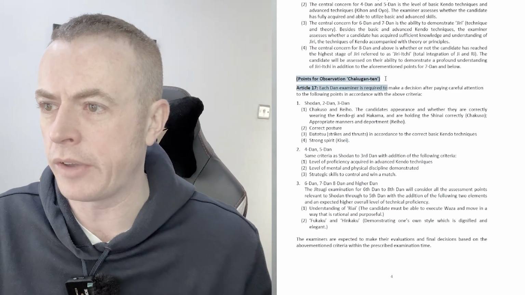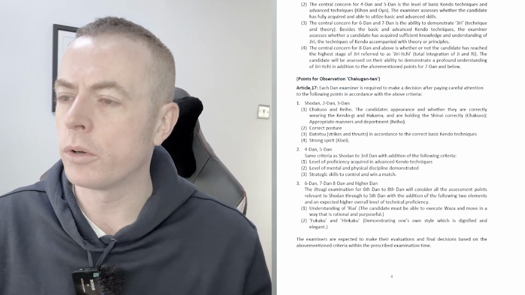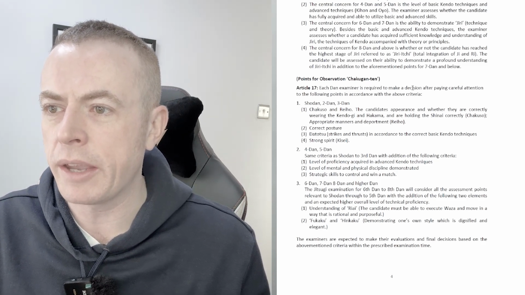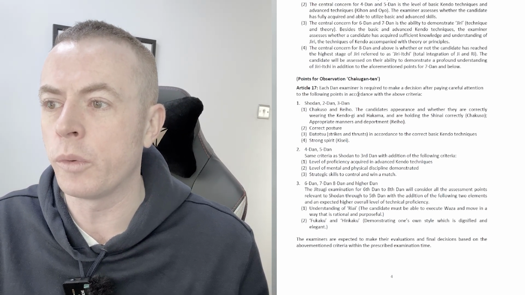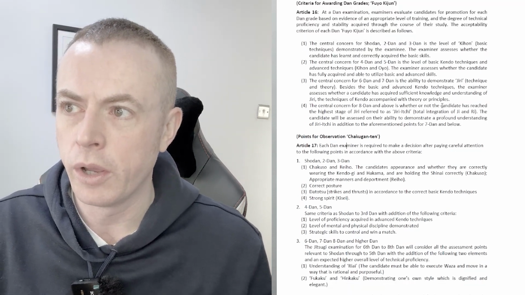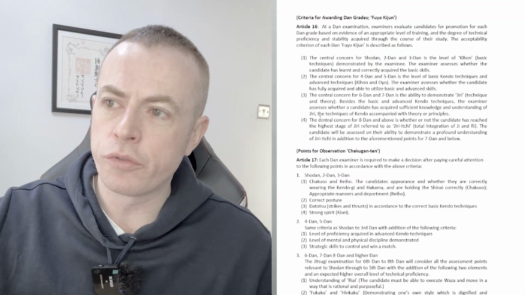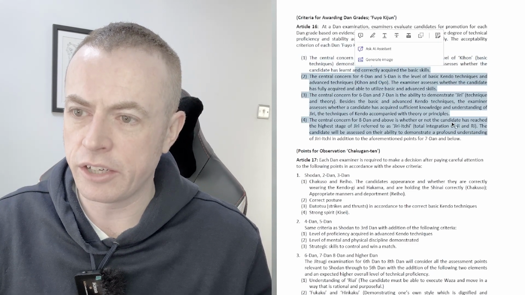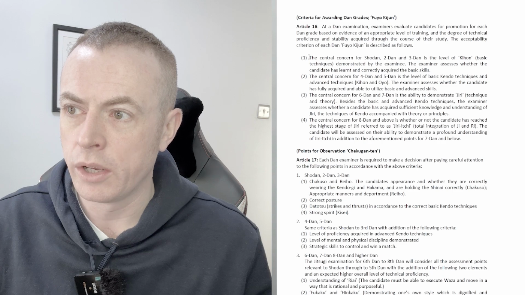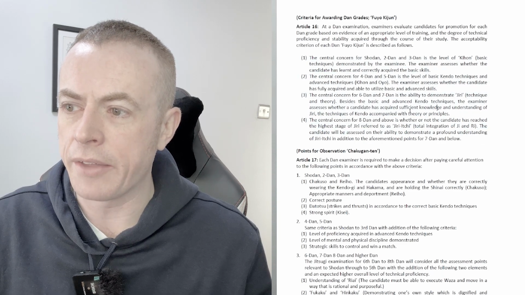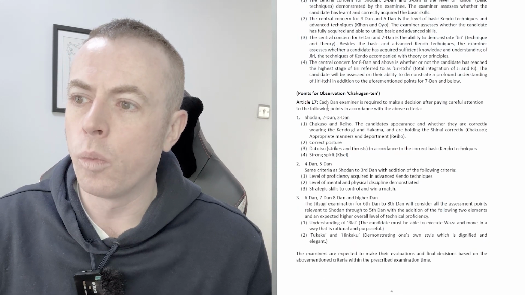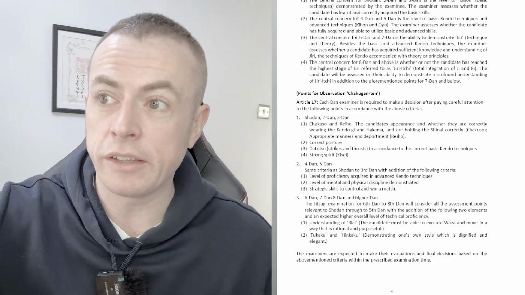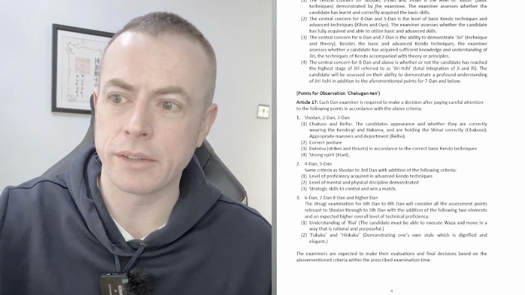This is the points for observation, the Chakugan 10. Okay, so this is what the Dan examiner is required to make a decision after paying careful attention to the following points in accordance with the above criteria. So, put simply, this is the stuff the candidates have to show to pass, all right? And this Chakugan is what the examiners are looking for to check that you meet these criteria, okay, if that makes sense.